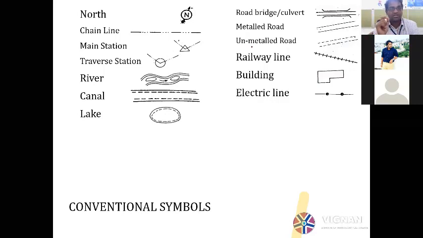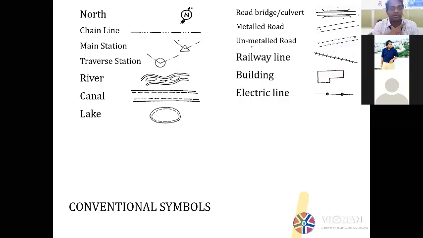So main station, how do we represent a main station? We'll discuss all these things in the next 10 minutes. So we represent a main station as a triangle. A main station can have 2 chain lines, and 3 chain lines are also possible. We'll connect those chain lines and represent that junction as a triangle. If it is a triangle, that is a main station. If there is a circle instead, then that is called a traverse station, right?